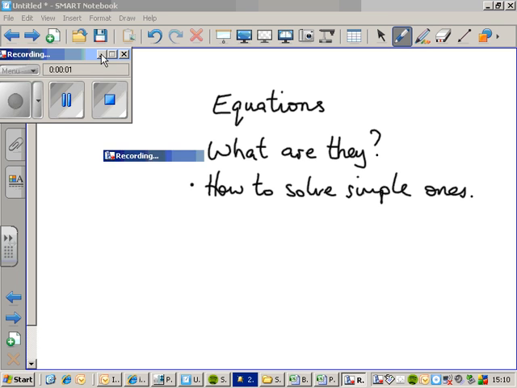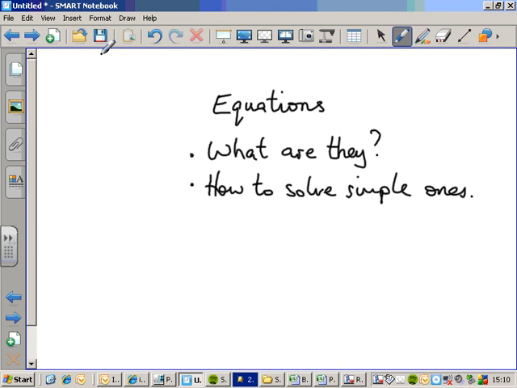Okay, it's equations. What are they? What is an equation? And how do we solve simple equations? A couple of things we'll talk about as quickly as we can. What's an equation? Equations are, it's a mysterious sounding name that sounds very grown up, and people tend to get a bit excited when they hear the word equations. They think they're being very grown up, and they are.